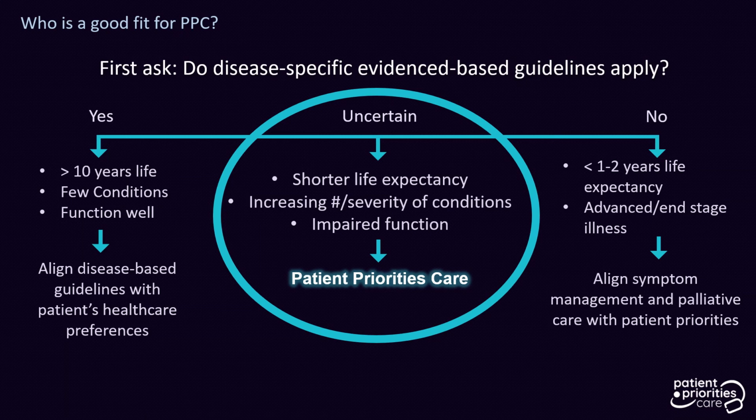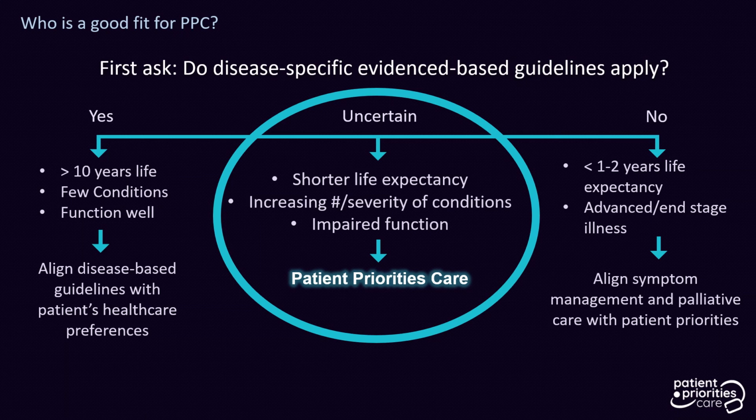Who is a good fit for patient priorities care? Disease guidelines work reasonably well for persons on the left, taking into account their healthcare preferences, of course. On the other hand, a focus on symptom management and palliative care is appropriate for most people with less than 1 or 2 years life expectancy or with very advanced illness, acknowledging their priorities and considering that everyone with chronic illness can benefit from symptom and palliative care.